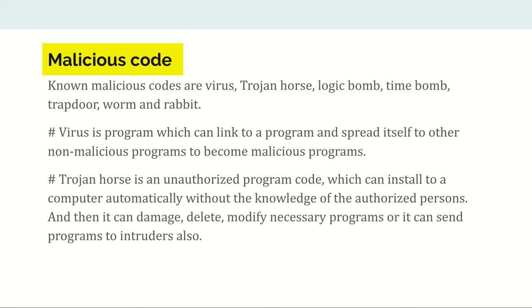There are several types of malicious code called virus, Trojan horse, logic bomb, time bomb, trapdoor, worm and rabbit. A virus is a program which can link to a program and spread itself to other non-malicious programs to make them malicious. A virus automatically spreads to other good software, and those correct software also become malicious programs.